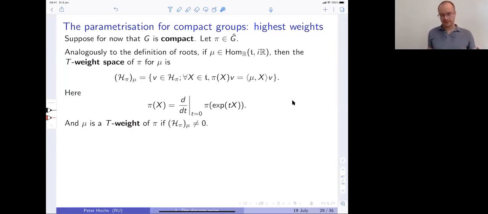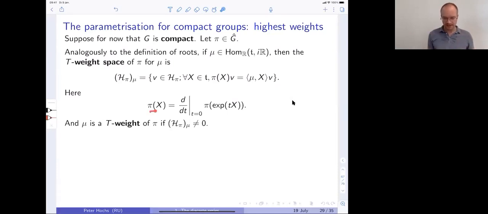We can generalize the notion of a root. If you have an imaginary-valued linear functional on T, then the corresponding weight space, the T weight space, is this thing. For every x in this Lie algebra, the action by pi on the weight space is defined by this. So we have a joint diagonalization of all these commuting operators pi of x.